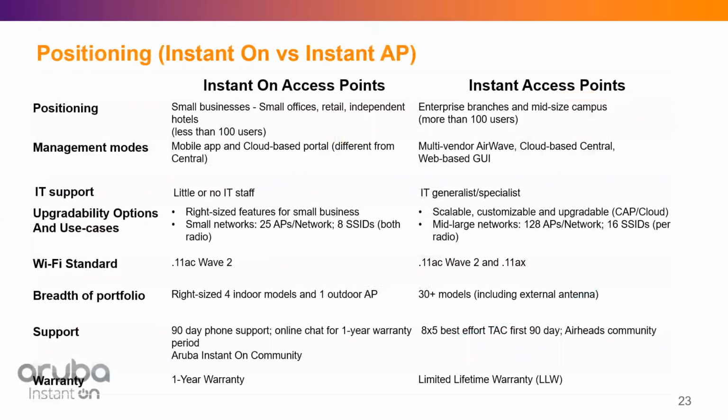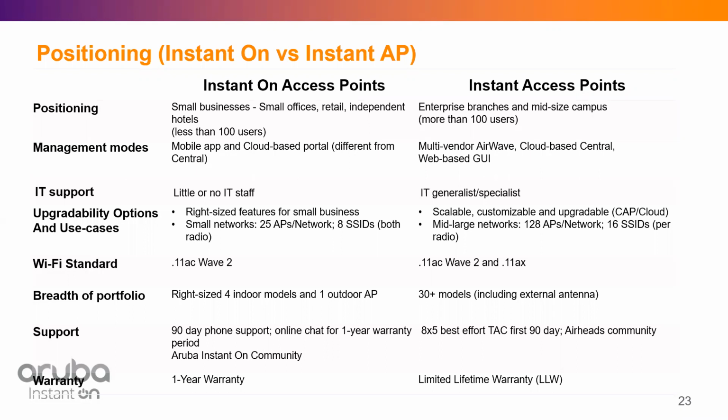All right, so now that you've seen all of the features and you've seen all the access points, let's talk about the positioning a little bit here. So Instant On access points, those access points you want to be for less than 100 users. Again, a mobile app or cloud-based portal for those, so you have a little bit less in how you want to manage those. You want to use those in places that have little or no IT support, and they're all going to be right sized for that small business. They're only 802.11 AC. There's 5 models, 4 indoor and 1 outdoor model, and your support is 90 days of phone, online chat for a year, and then the community that comes along with that.